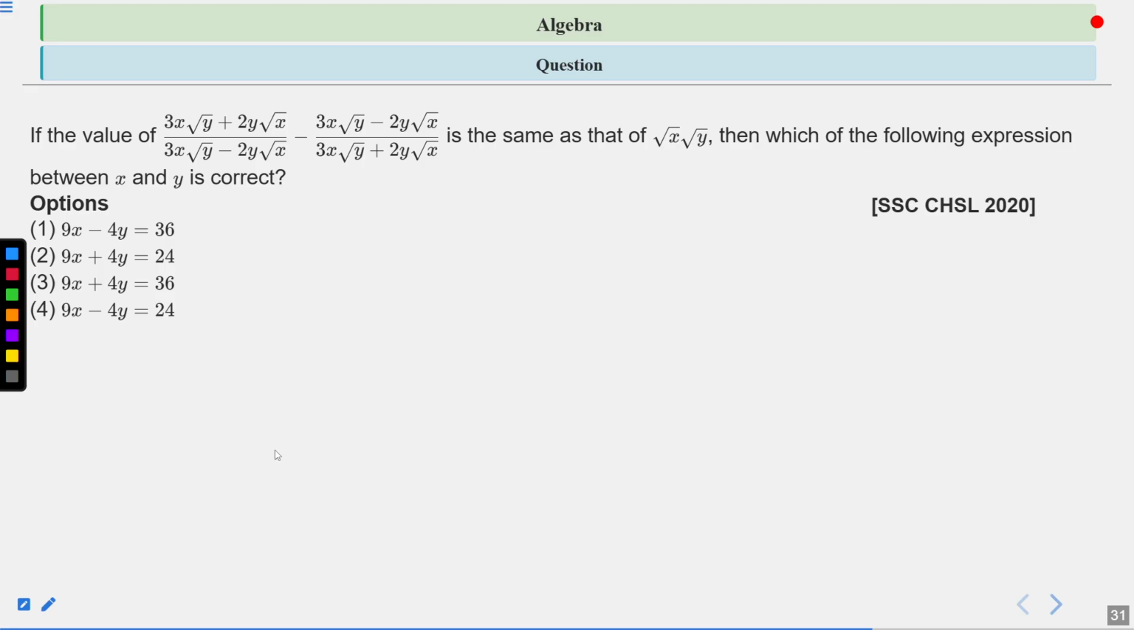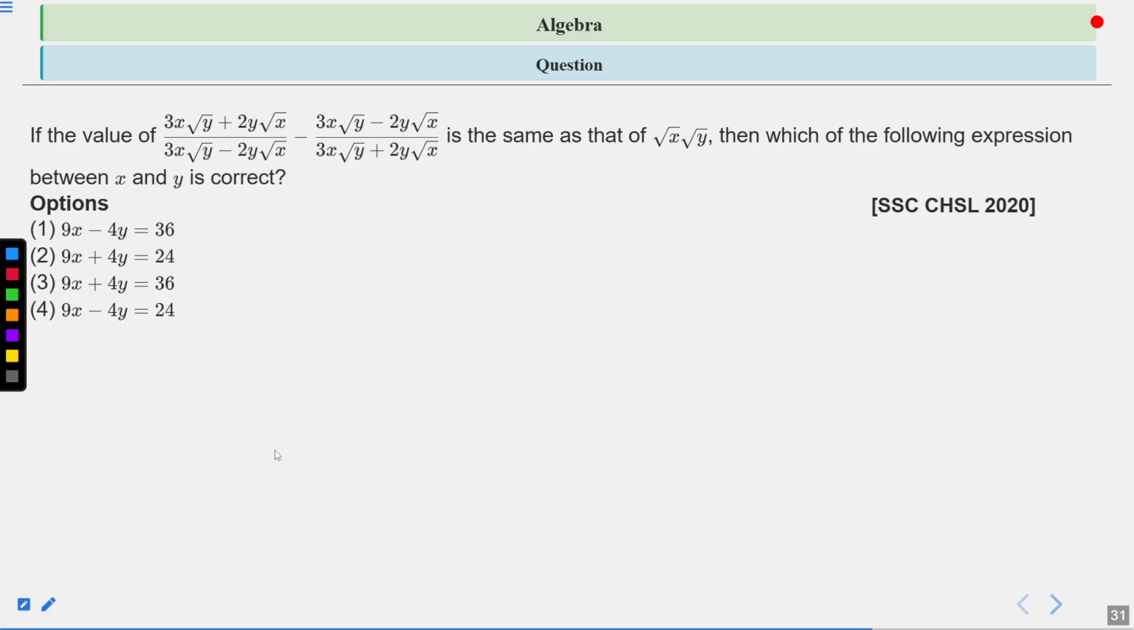The value of (3x under root y plus 2y under root x) upon (3x under root y minus 2y under root x) minus (3x under root y minus 2y under root x) upon (3x under root y plus 2y under root x) is the same as that of under root x into under root y. Then which of the following expression between x and y is correct? And this question was asked in the SSC CHSL exam in 2020.